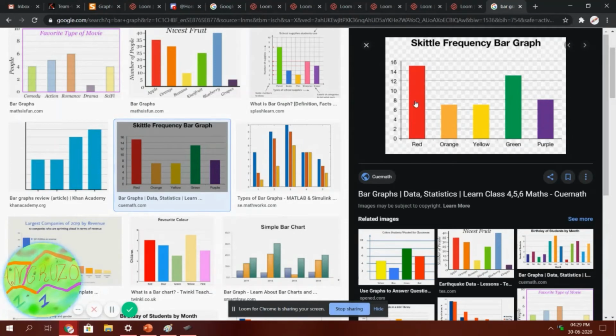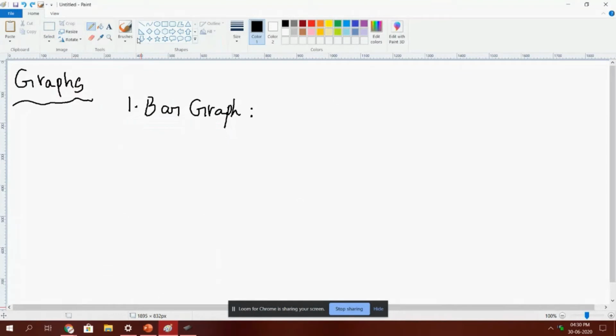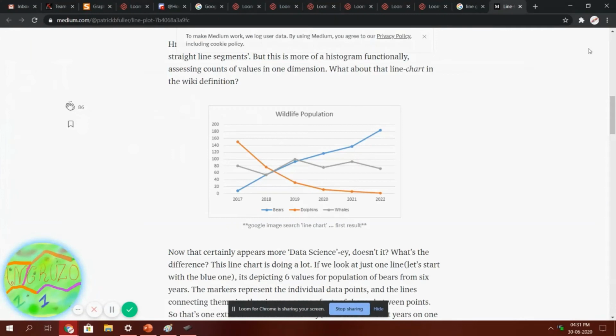So this is how a bar graph works, and this is the bar graph. You just represent data in bars. Now let's talk about line graphs. In a line graph we just represent the data in lines.